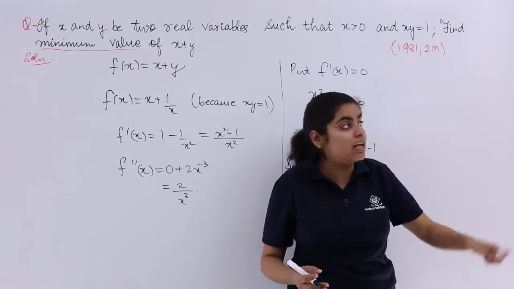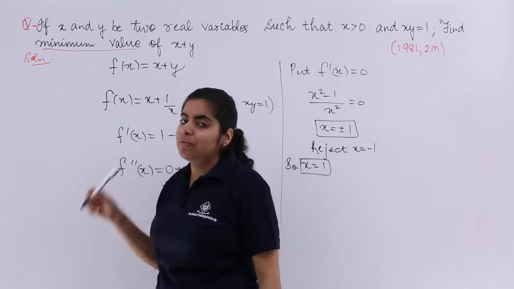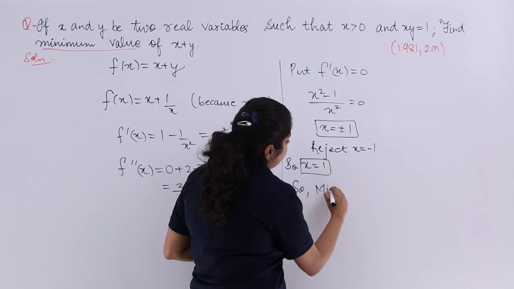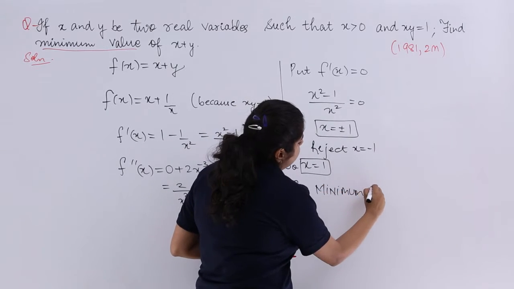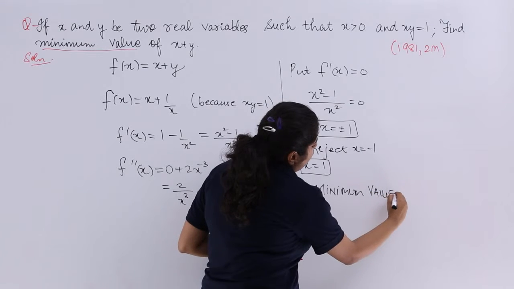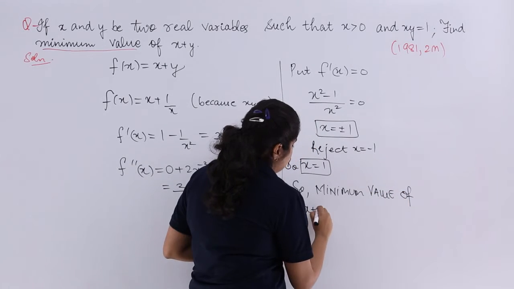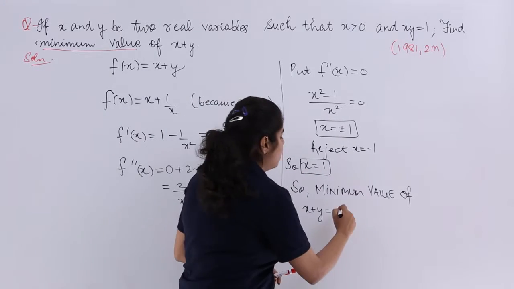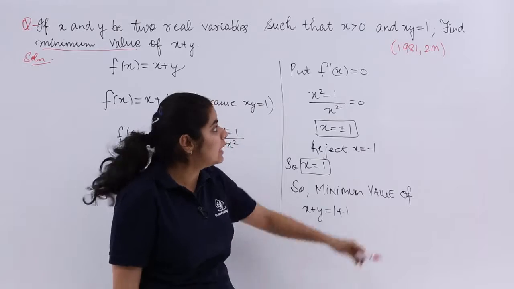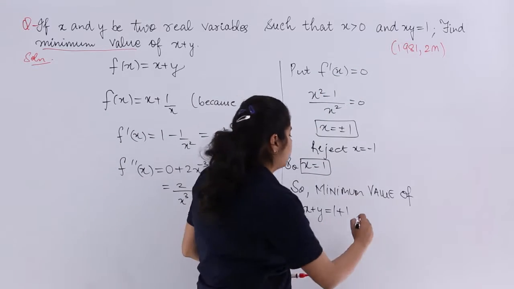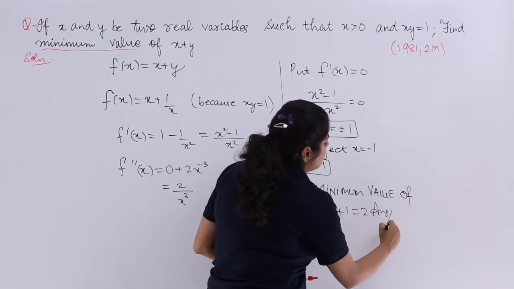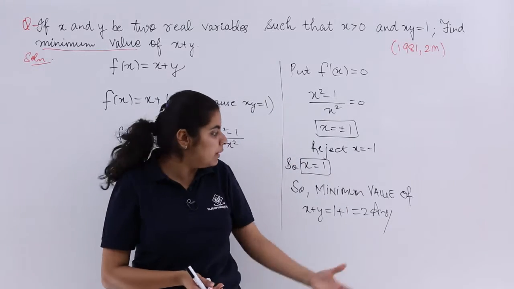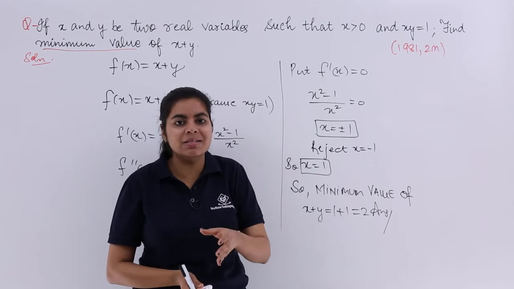And do not forget the main task of the question, it said find the minimum value of x plus y. So, the minimum value of x plus y will be when? It will be when x is 1 and y is also 1, because that can be the minimum value, right? So, it is 2 and that is the answer. So, what is the minimum value of x plus y? That is the function. It is nothing but 2, 1 plus 1.